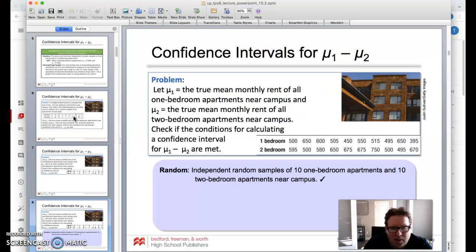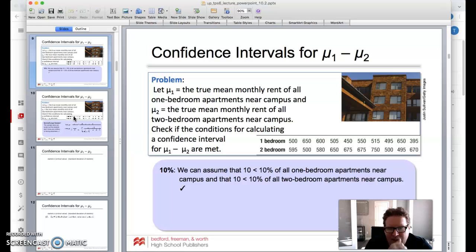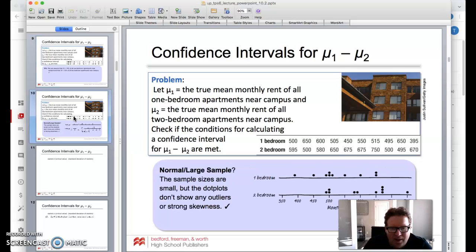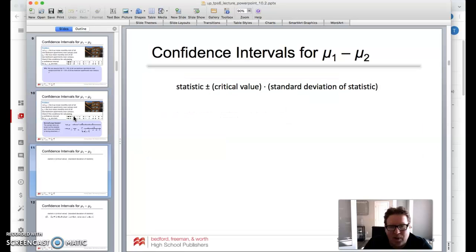All right, so here we are. Random: yes, it's a random sample of 10 one-bedroom apartments. That worked. 10%: I think 10 is probably less than 10% of all 1 and 2 bedroom apartments. I think we're okay there. Now, the sample sizes are small. But if we look at the dot plots, they don't show any outliers or strong skewness. So then we're going to be okay. That's the one condition that we have there.